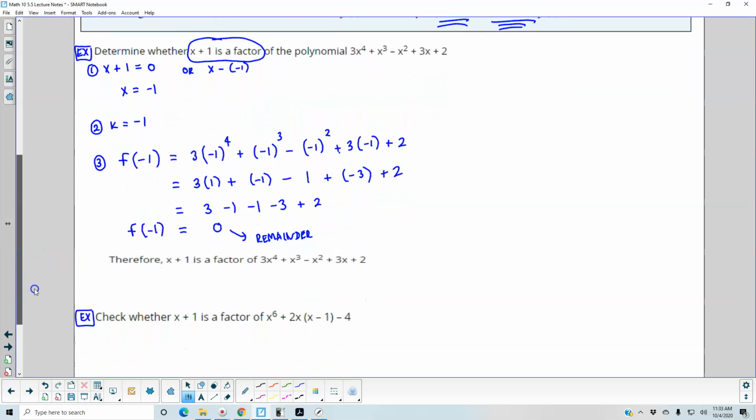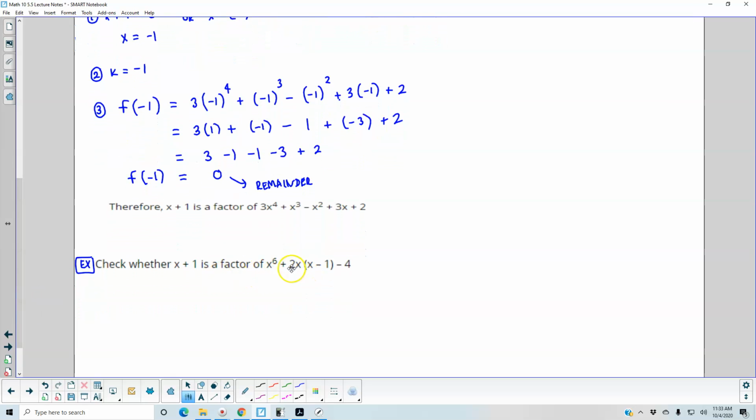Let's look at another example. It says check whether x plus 1 is a factor of this polynomial, x to the sixth plus 2x times x minus 1 minus 4. Now again, we've got to find the value of k. Well, the value of k is setting x plus 1 equal to 0, and so we get x equals negative 1. And we can see that the value of k is negative 1. And now we're going to plug in the value of k as an input of that function. So it's going to be negative 1 to the 6th power plus 2 times negative 1 times negative 1 minus 4.